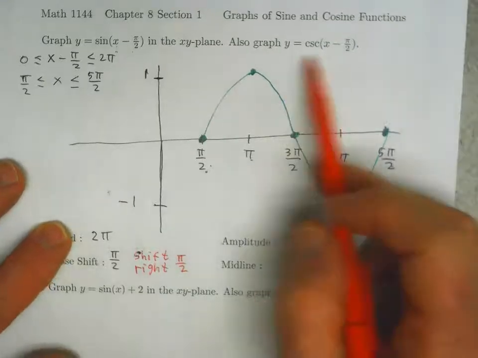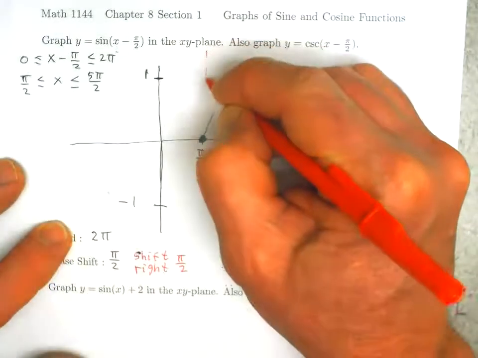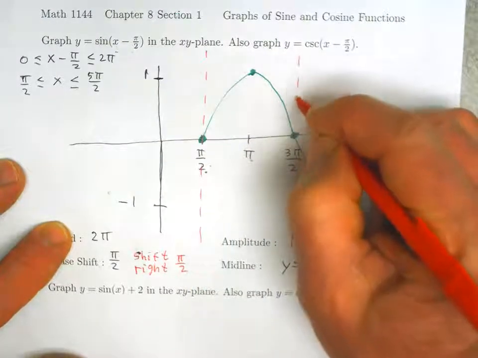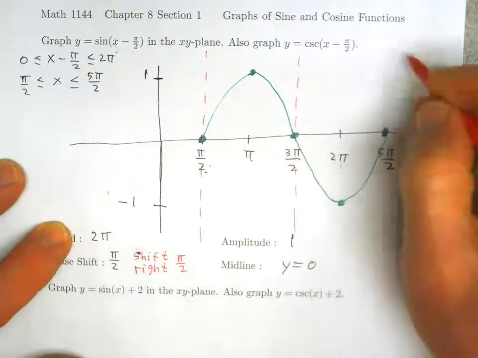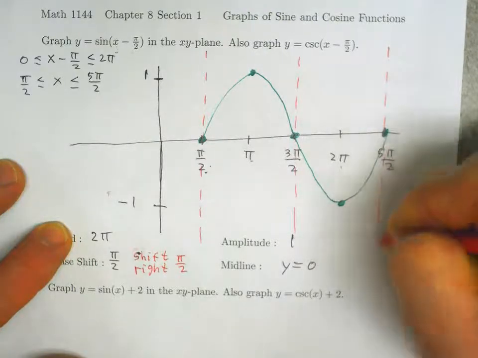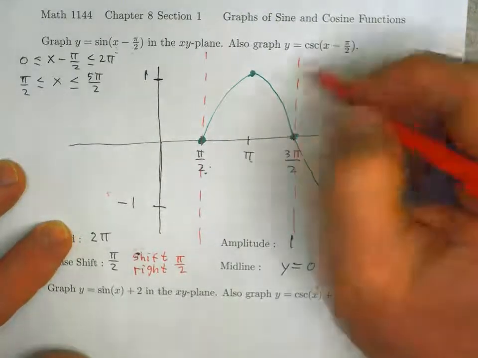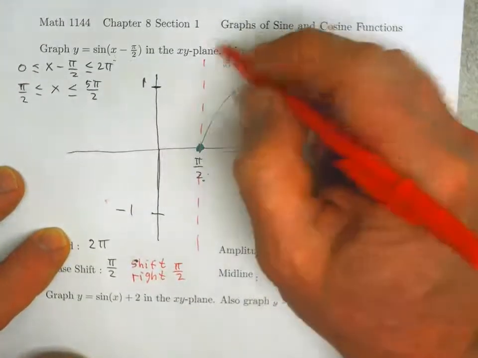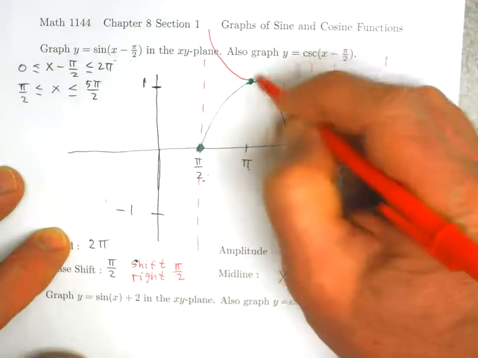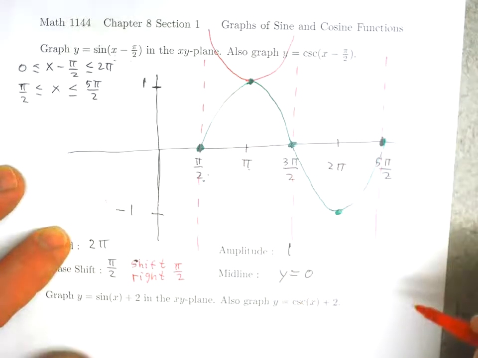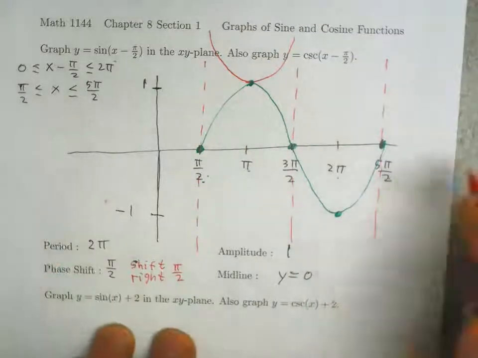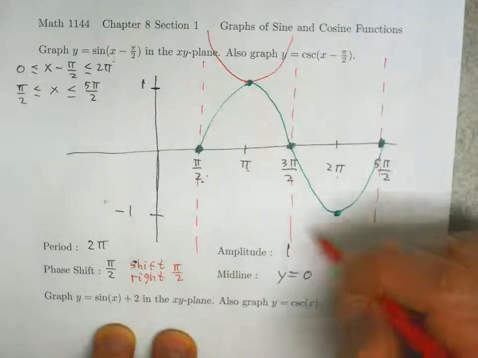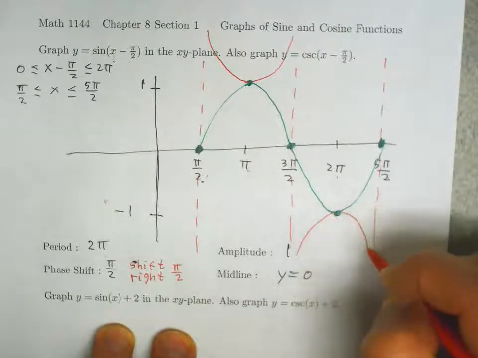So we'll graph its reciprocal, put in the vertical asymptotes where sine is 0, where it crosses the x-axis. And then in this interval from pi over 2 to 3 pi over 2, the reciprocal function y equals cosecant of x minus pi over 2 is up here. On the interval from 3 pi over 2 to 5 pi over 2, the graph is down here.